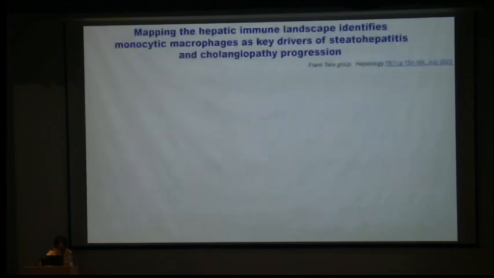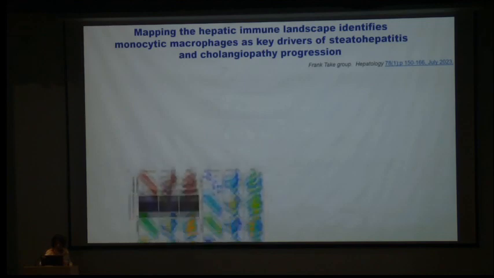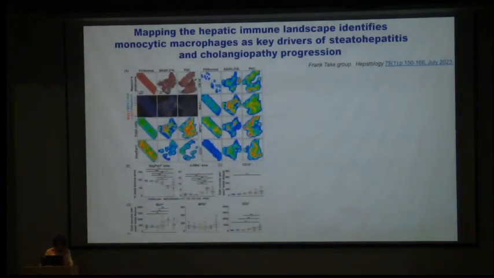But the story here is very beautiful. This is from the Journal of Hepatology, the Frank Tacke group. Recently, in 2023 going into 2024, they mapped the hepatic immune landscape, with monocyte-macrophages as key drivers of steatohepatitis and cholangiopathy progression. I will come to it; this is a very interesting story, and this is a crowded slide.